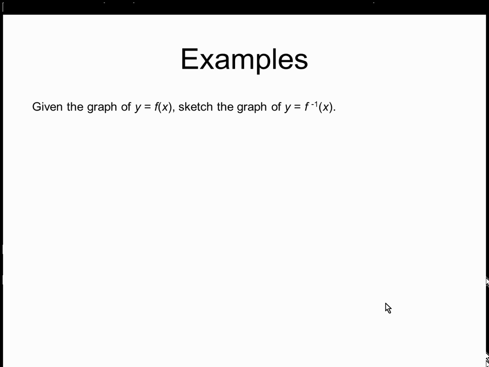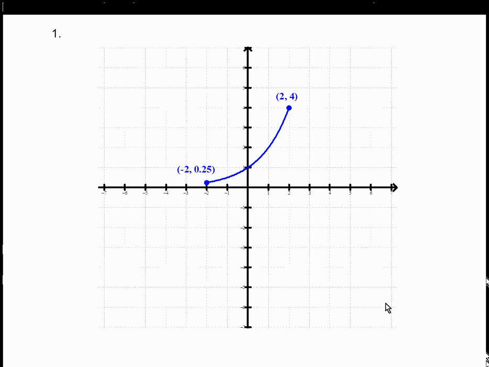Some examples. Given the graph of y equal f of x, sketch the graph of y equal f inverse of x. Again, no formula will be given. We're just going to try to get it from the graph. Okay, so here's my y equal f of x. Notice it does not go on forever. It's just this little curvy segment here. I do have some points labeled, -2, 0.25, and 2, 4. This point I didn't label, but hopefully you can see that it is the point 0, 1.